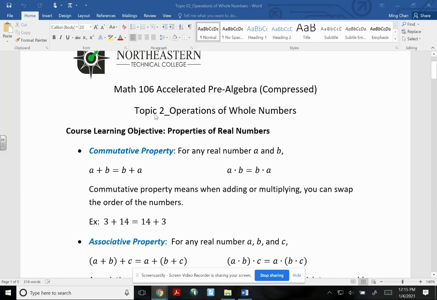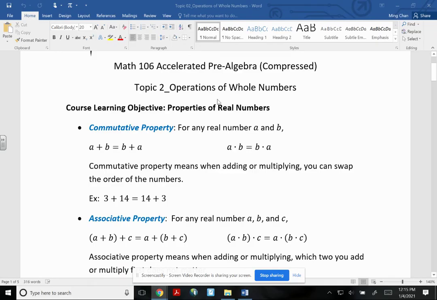Hey everybody, let's take a look at topic number two, operations of whole numbers. Before we do any add, subtract, multiply, and divide, I would like to talk about something called the properties of real numbers. Properties of real numbers are going to be true for whole numbers, for integers, for fractions, and for decimals. Okay, so first thing, commutative property.